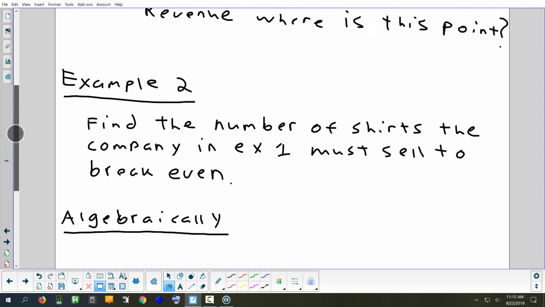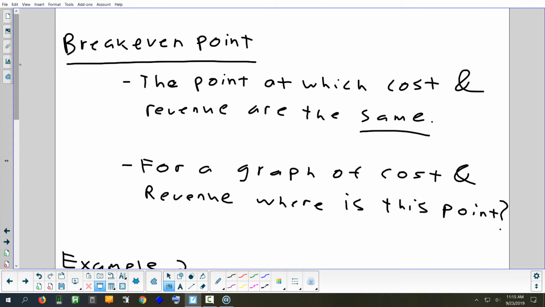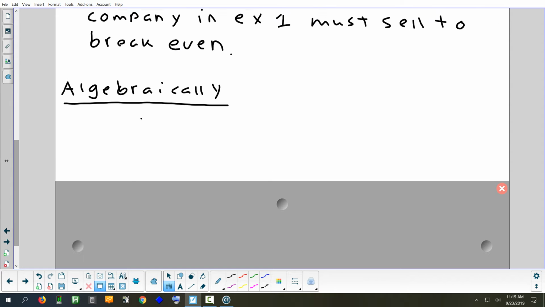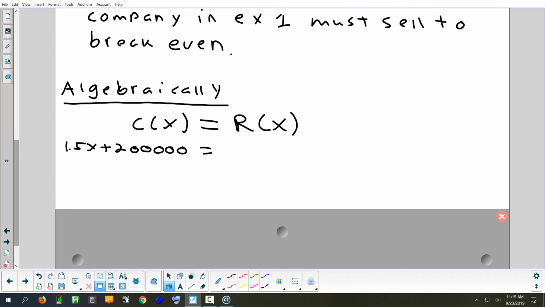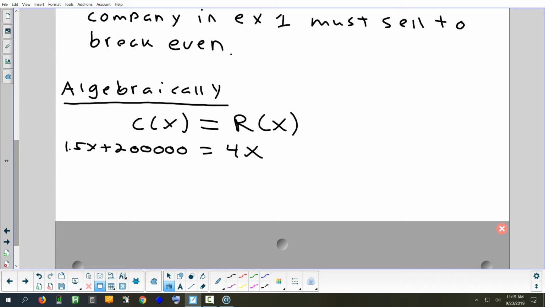So let's start algebraically. So remember, break-even point. Cost, revenue are the same. Okay, so basically that's where cost equals revenue. That's how we figure it out. So now I just need my 2 formulas. The cost one, I think, was 1.5x plus 200,000. And what was the revenue one? 4x. So you get a very, very simple algebra 1 equation to solve.